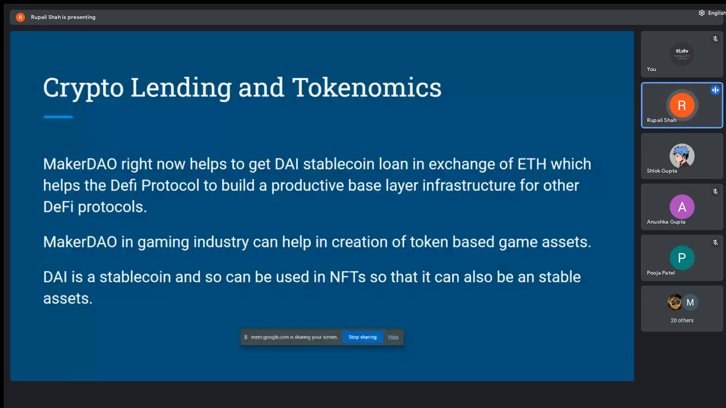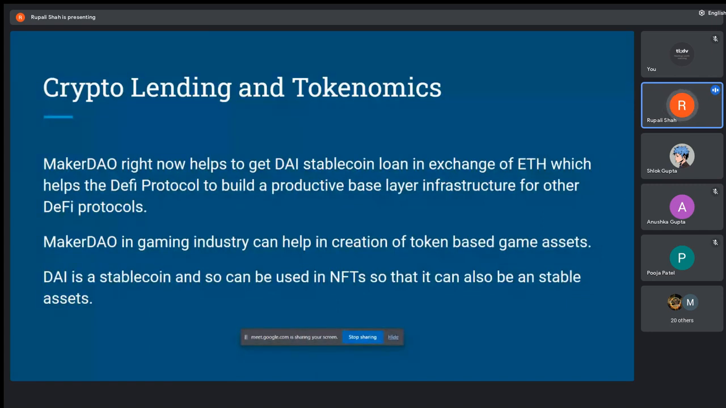And second, MakerDAO is very popular in the gaming industry, as it can help in the creation of token-based game assets. So you can have your DAI tokens on the game assets, and if you are growing in your game, then your token would also be growing. And the third most important thing about DAI is that it also helps NFT artists get incentivized, and that also in a stable asset.